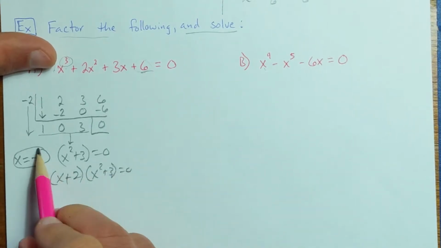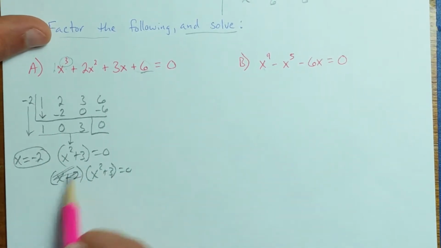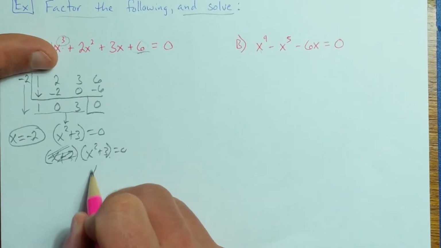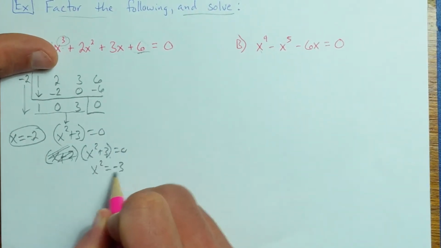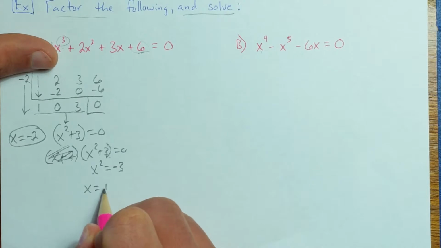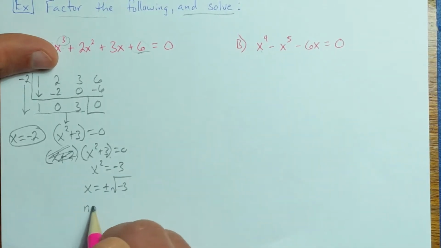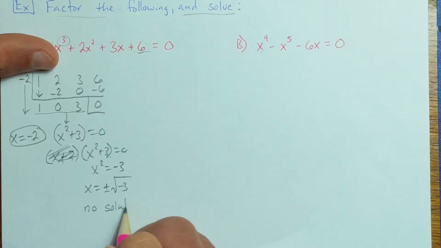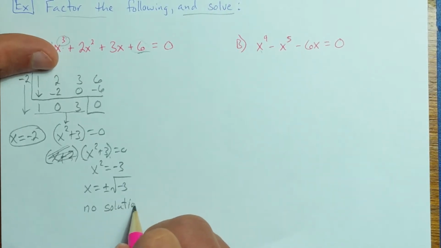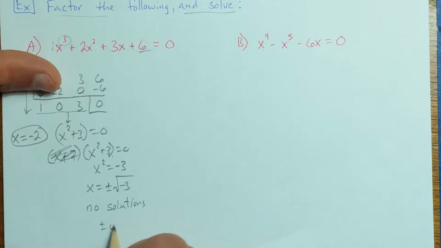I kind of skipped this factor because I knew that was going to give me negative 2. And so now, setting this equal to 0, if I move the 3 over, it's going to make it negative. Take the square root of both sides, don't forget plus or minus. I get the square root of a negative number, which you remember would be no real solutions. If you want to give me plus or minus i square root of 3, that would be fine also.